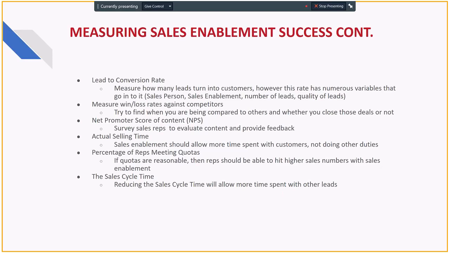You can also look at win-loss ratio. So essentially, how are my salespeople doing in terms of winning customers as against losing with respect to the competition? You can also take a look at whether your salespeople are happy with the content that is provided. NPS stands for Net Promoter Score. Net Promoter Score, you might have seen, would be like a 10-point scale that says, how likely are you to recommend this particular tool to others? So we can measure sales enablement success based on whether salespeople are happy with the tools provided to them.